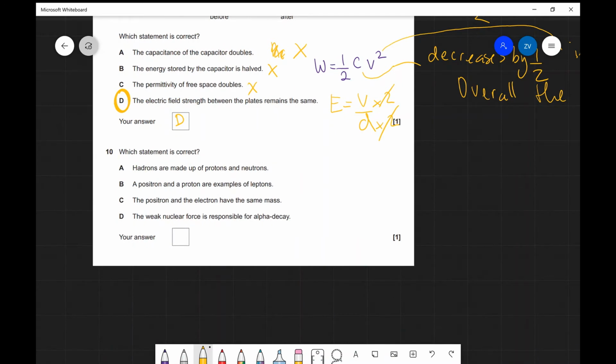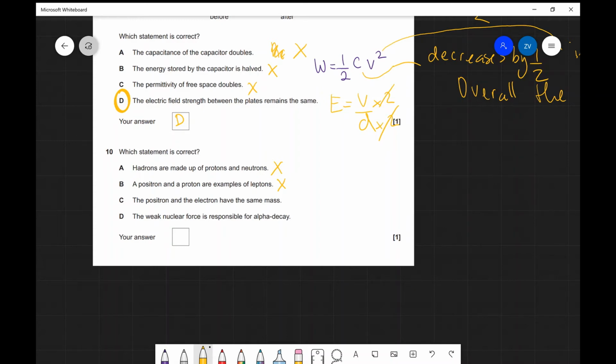Question 10. Which statement is correct? A, hadrons are made up of protons and neutrons. So this is incorrect. Hadrons are particles which are made up of 2 or more quarks which are held together by the strong nuclear force. B, a positron or a proton are examples of leptons. Well, that is not the case. A positron is an example of a lepton, but a proton is not. A proton is a hadron.